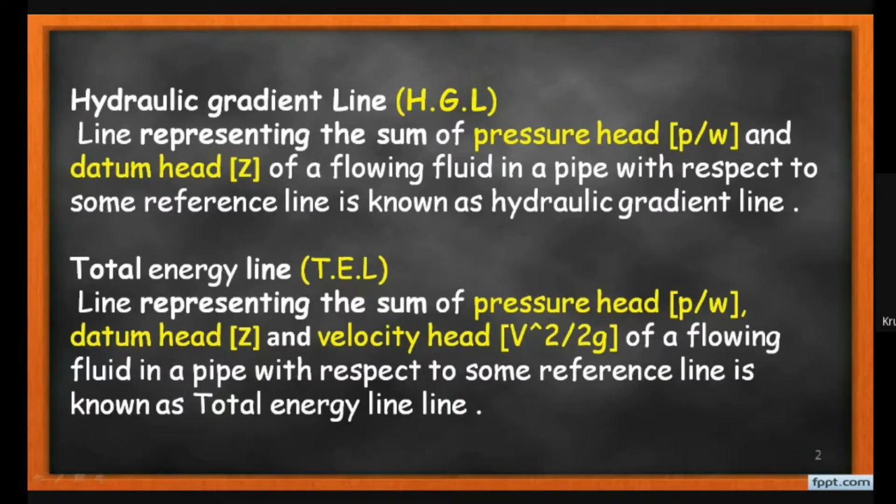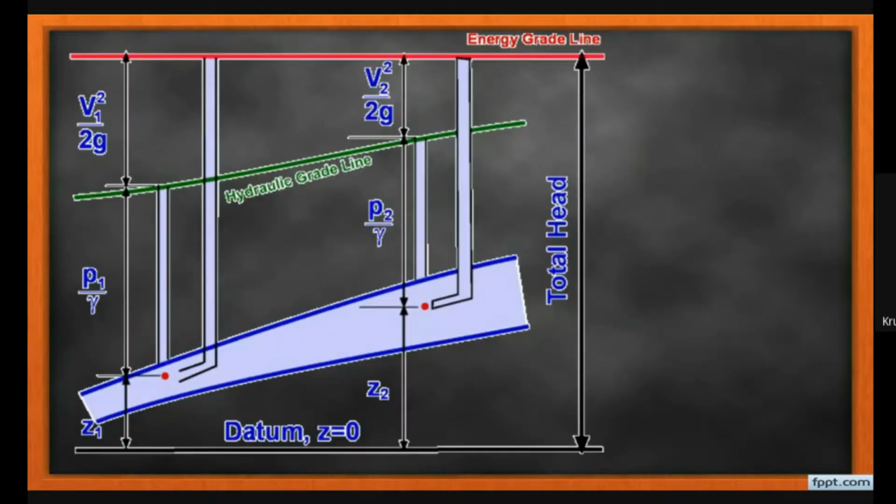So students, first of all we understand what exactly this means. We know Bernoulli's equation: P by rho g plus V square by 2g plus Z. So the first term is called the pressure head, the second component is called the velocity head, and Z is the datum head.